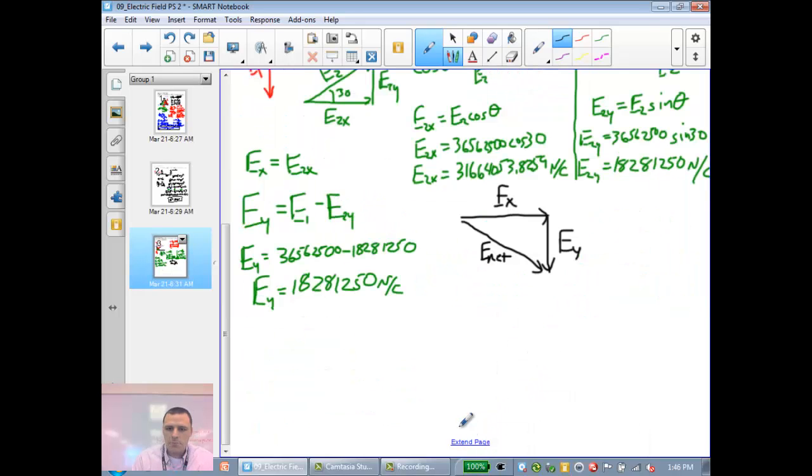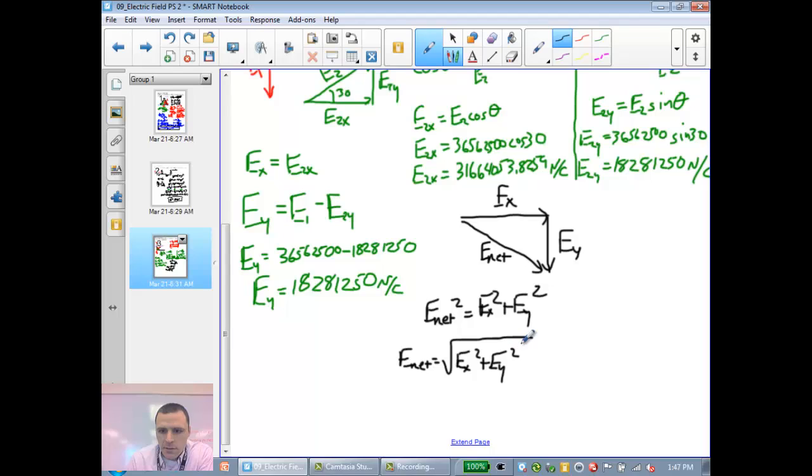And for that, I'm going to use the Pythagorean theorem. The thing about components is it does take a little bit more work, but in the end, you're always dealing with a right triangle, which is something that I find kind of easy. There's other ways of doing this. You could use a non-right triangle, definitely, but for this work, it's E net squared equals Ex squared plus Ey squared. E net equals the square root of Ex squared plus Ey squared.